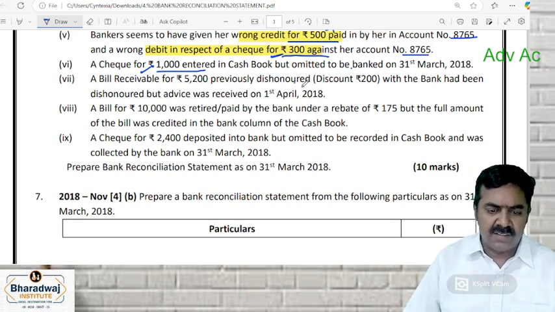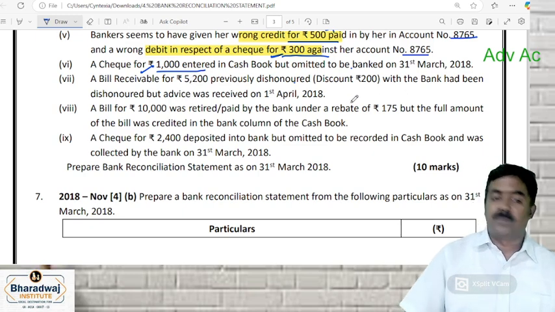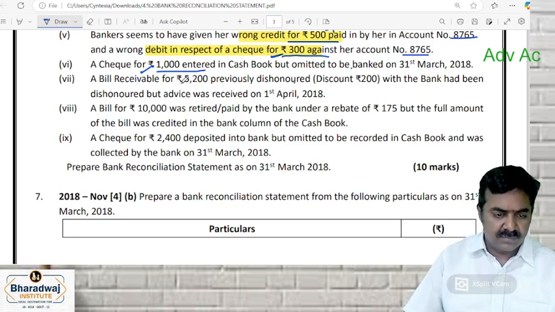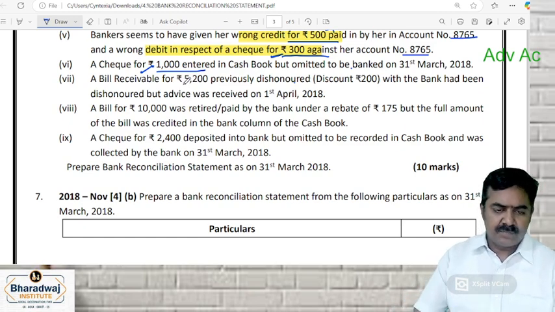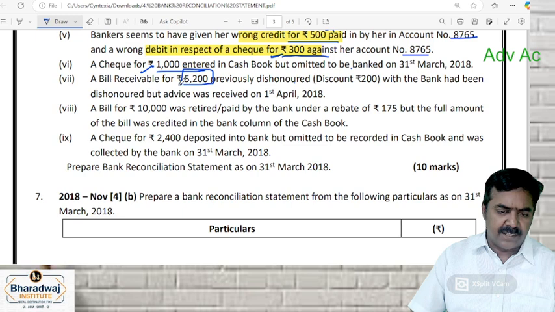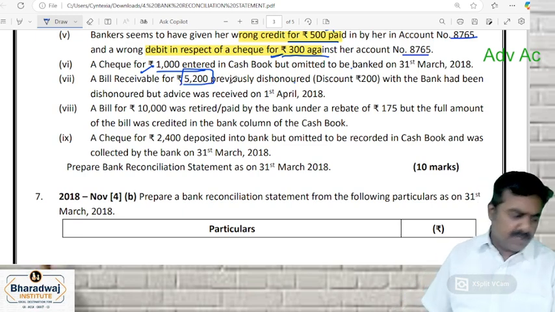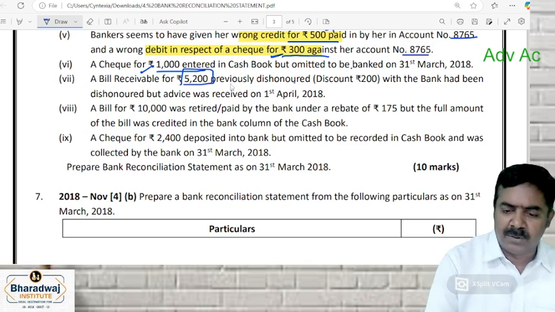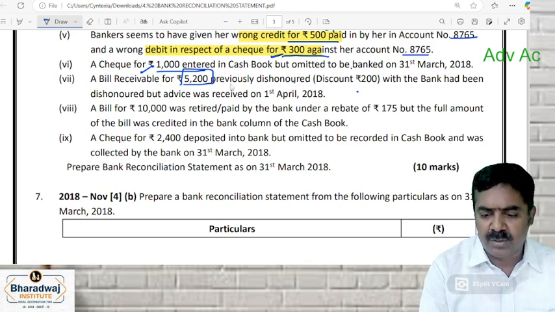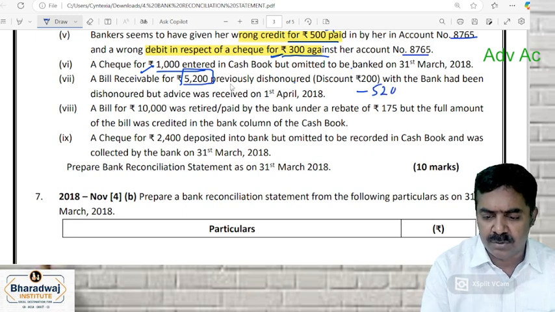Bills receivable previously discounted 200. But the bank has been dishonored. இப்போ bank எவ்வளோ deduct பண்ணிருப்போம்? How much? 5200 deduct பண்ணிருப்போம். Customer deduct பண்ணல. அப்போ என்ன பண்ணணும்? Add பண்ணணும். OD starting point minus 2000.